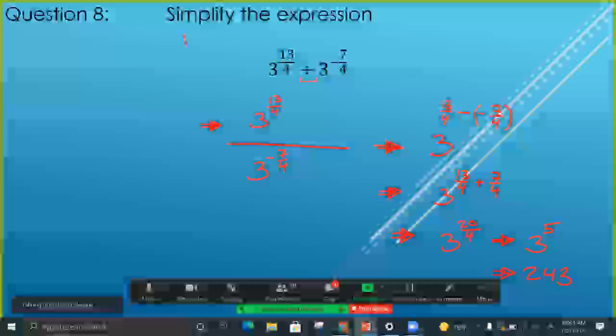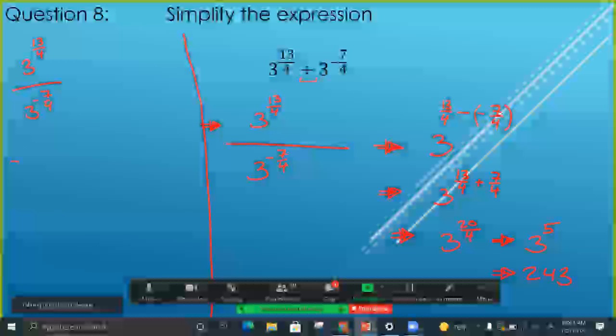And real quick, I want to show you an alternate way we could have done this. So from the top, 3 to the 13th over 4 divided by 3 to the negative 7/4. Another way we could have approached this is, instead of doing the top minus bottom rule, which is valid, you could have said, oh, okay, I've got this negative exponent. I want to convert the 3 to the negative 7/4 and move it up.